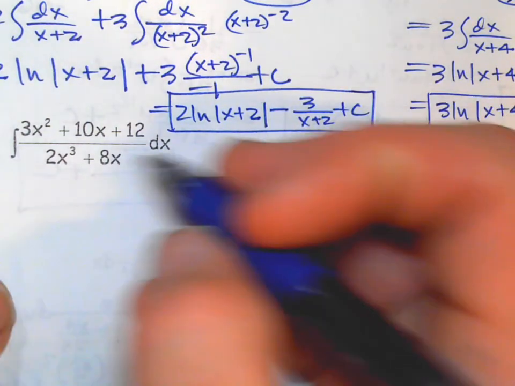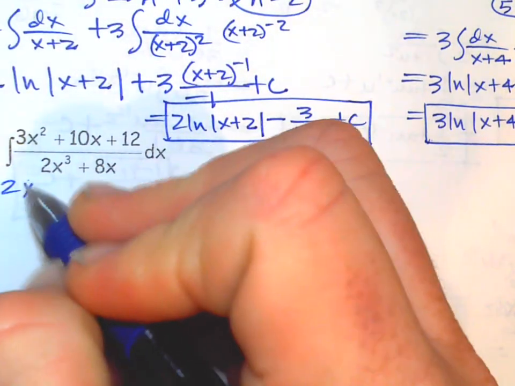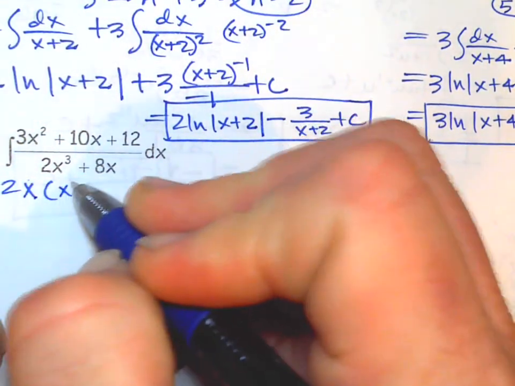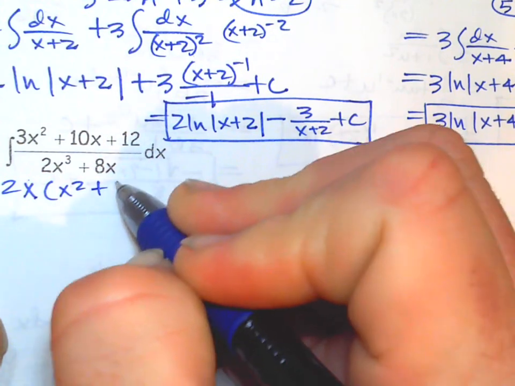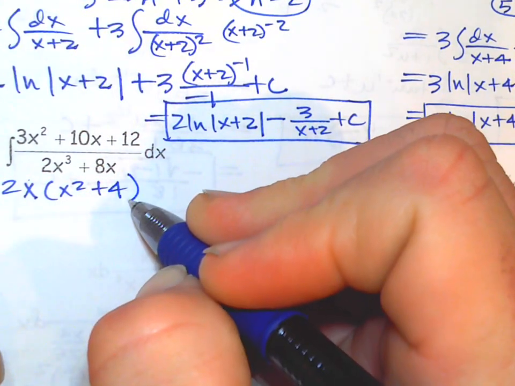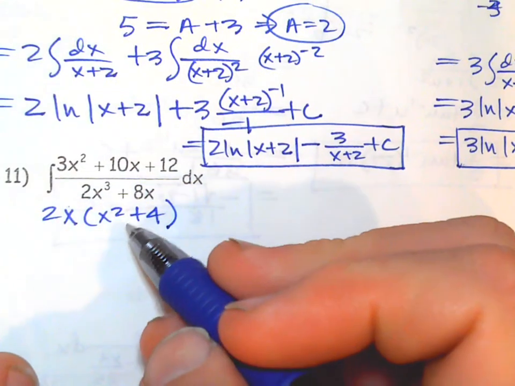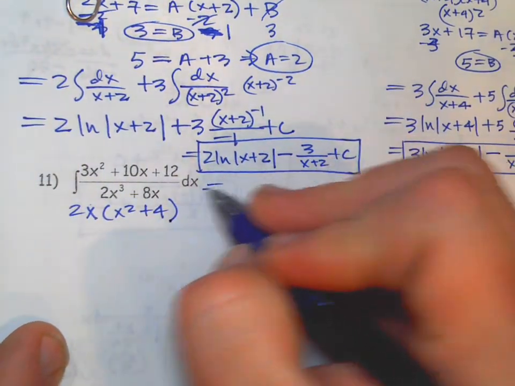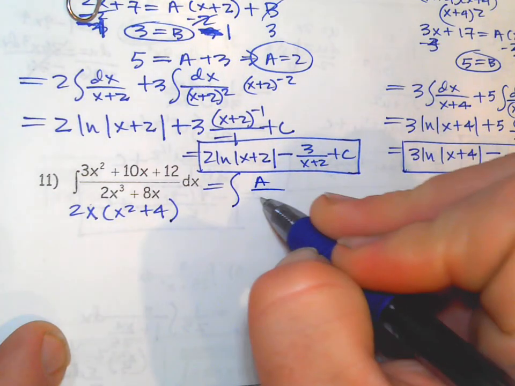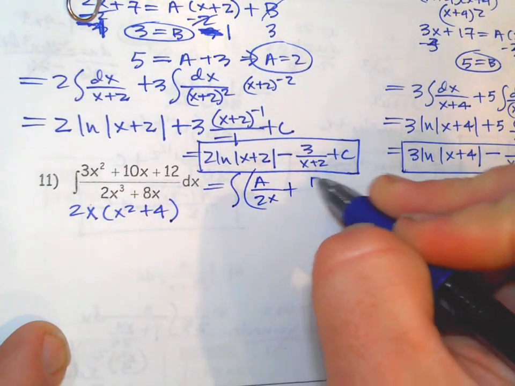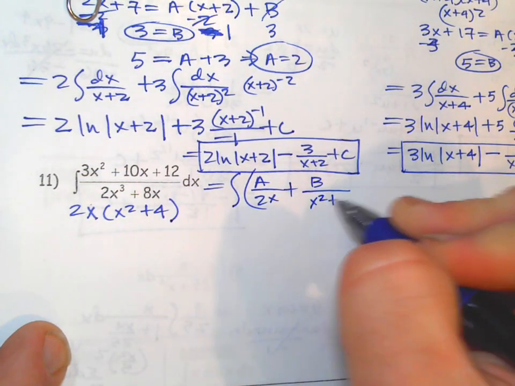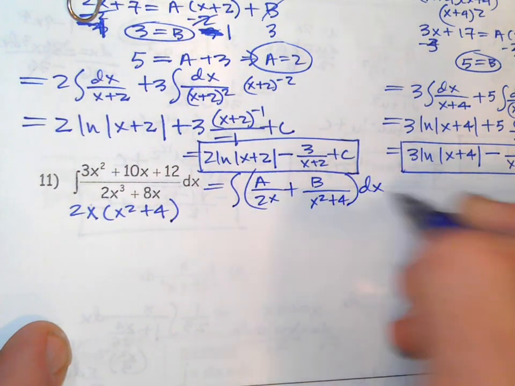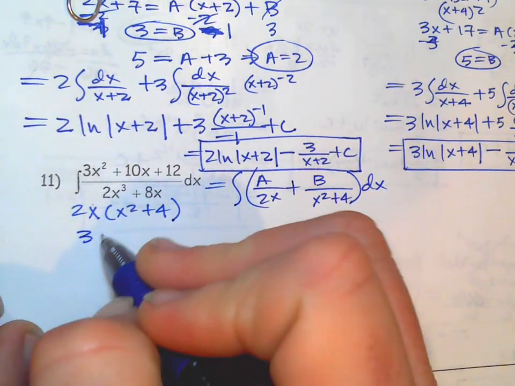Now, next one. Looks like we're going to do partial fractions. So I think we can take a 2x out. We have an x squared plus 4 left over. You can't factor this, so we're just going to leave it and hope this works out. So this is going to be a over 2x plus b over x squared plus 4 dx. Multiply through by the least common denominator.